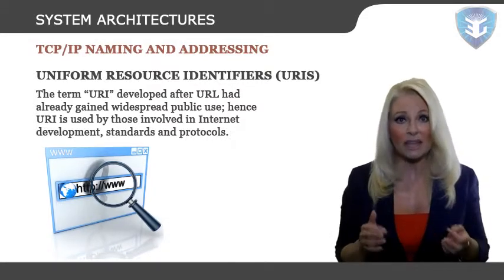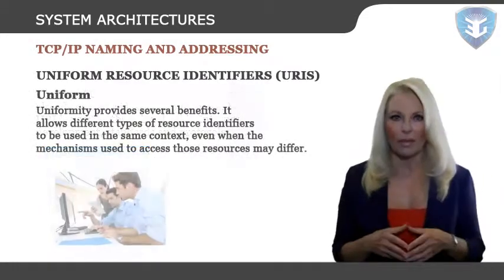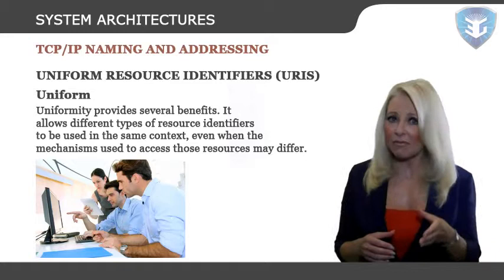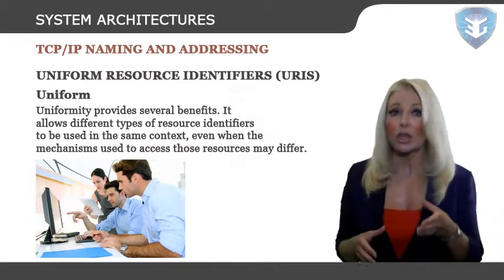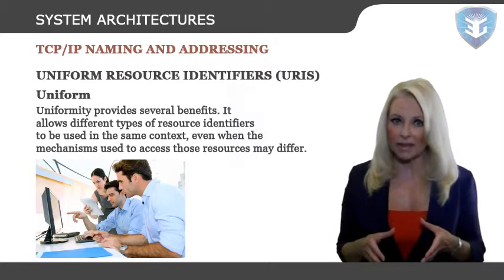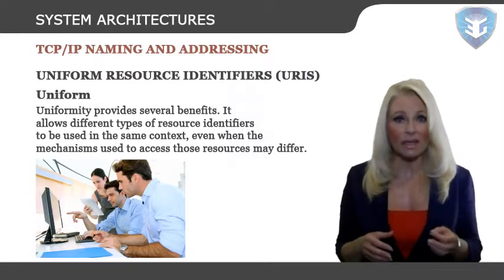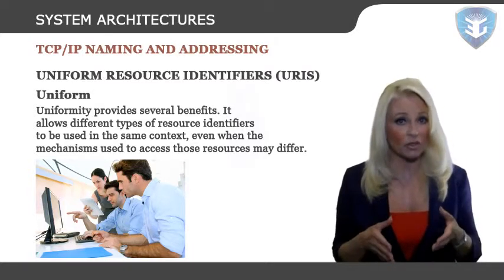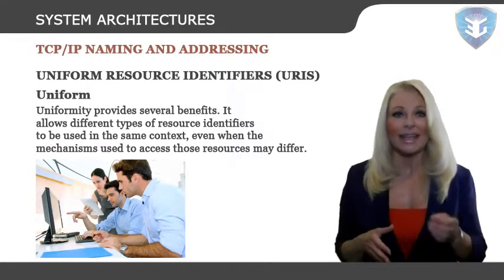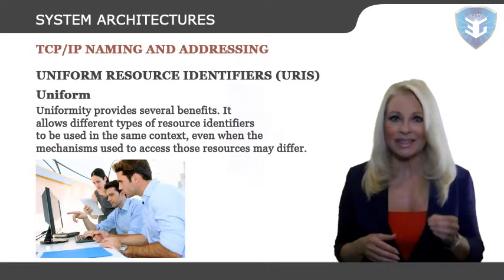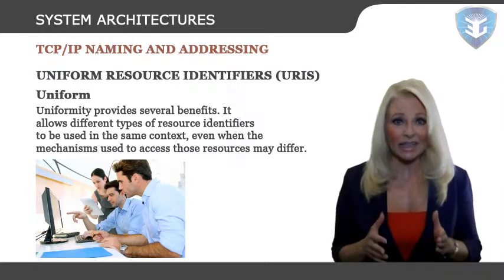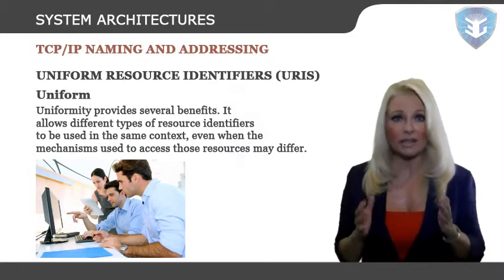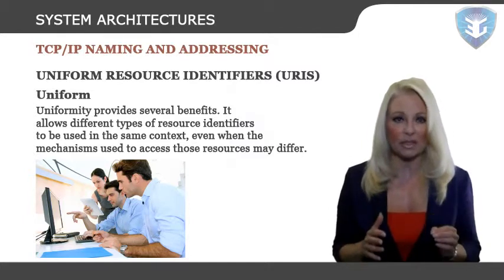The URI is characterized as uniform. Uniformity provides several benefits. It allows different types of resource identifiers to be used in the same context, even when the mechanisms used to access those resources may differ. It allows uniform semantic interpretation of common syntactic conventions across different types of resource identifiers.